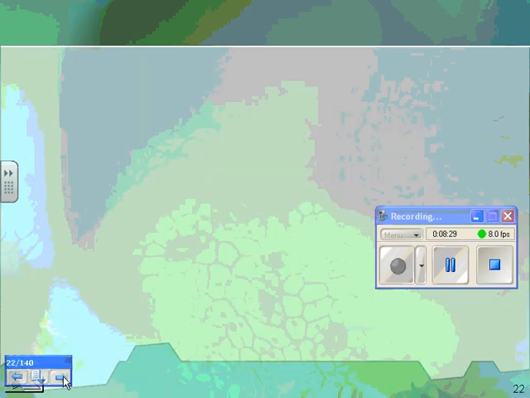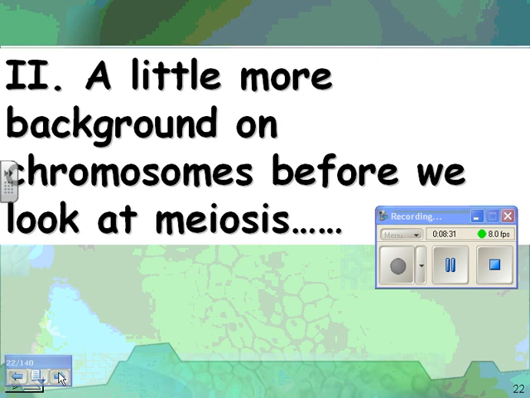Hip, hip. Roman numeral 2, a little more background on chromosomes before we look at meiosis. Actually, I think this is a good place to stop.